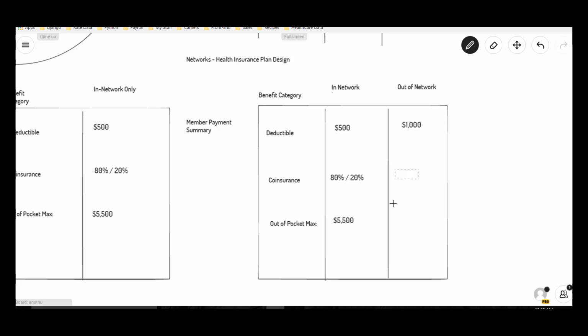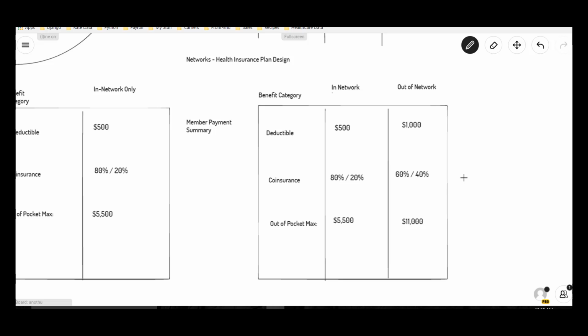It seems like they always pair an 80/20 coinsurance for in-network with a 60/40 coinsurance out-of-network. So they'd say that for out-of-network services, you'd have a deductible of $1,000. You would have coinsurance of 60% paid by the health plan, 40% paid by you. And then for your out-of-pocket maximum, you might be looking at double again, $11,000. I'm actually seeing them go a lot higher now, but we'll just use this for illustration's sake.